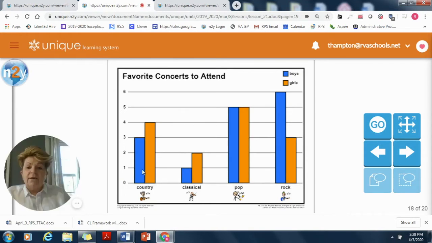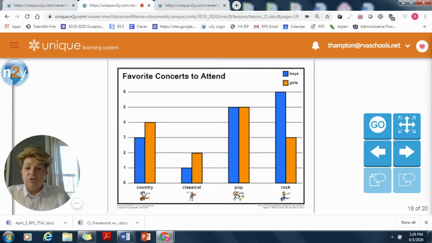In this one, we have a group of people, right? And we have one question: what is the favorite concert to attend? But we want to take the information of that question apart. Here we want to know boys and girls. What's the boys' favorite concert, and what's the girls' favorite concert? But we want to know it for particular concerts. So we're going to ask the same question about country, classical, pop and rock, but to that same set. So we only have to ask the question one time and record the answers for each.